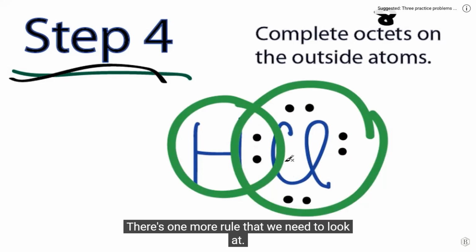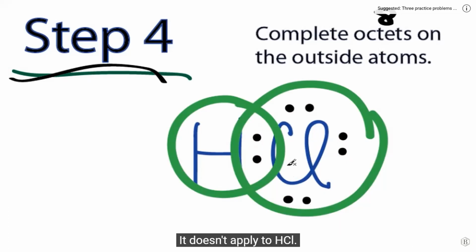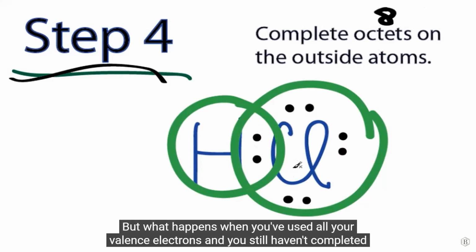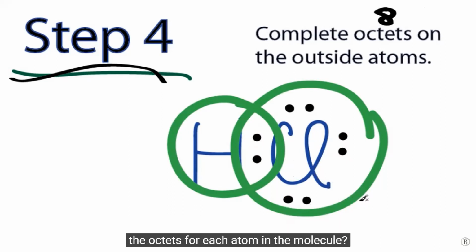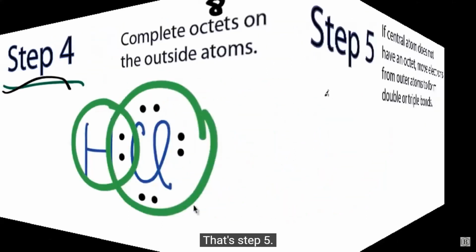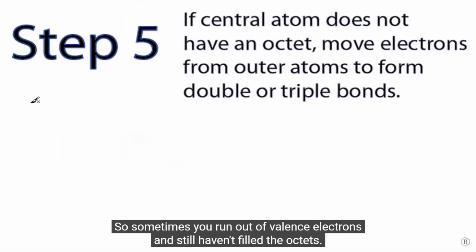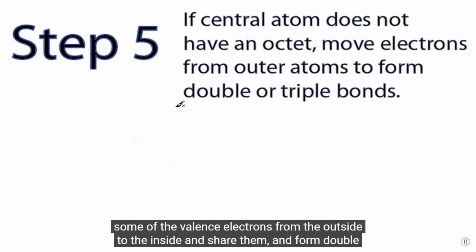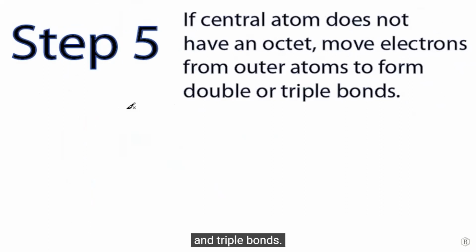There's one more rule that we need to look at. It doesn't apply to HCl, and actually it doesn't apply to a lot of molecules. But what happens when you've used all your valence electrons and you still haven't completed the octets for each atom in the molecule? That's step 5. So sometimes you run out of valence electrons and still haven't filled the octets. Hey, it happens, right? So in step 5, if we run out of valence electrons, we'll move some of the valence electrons from the outside to the inside and share them and form double and triple bonds. Here's how it works.